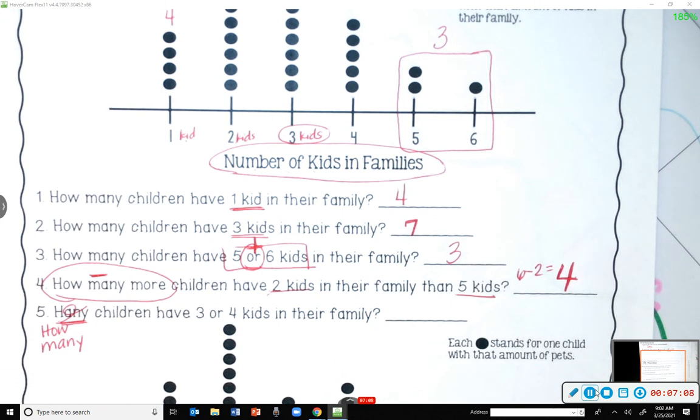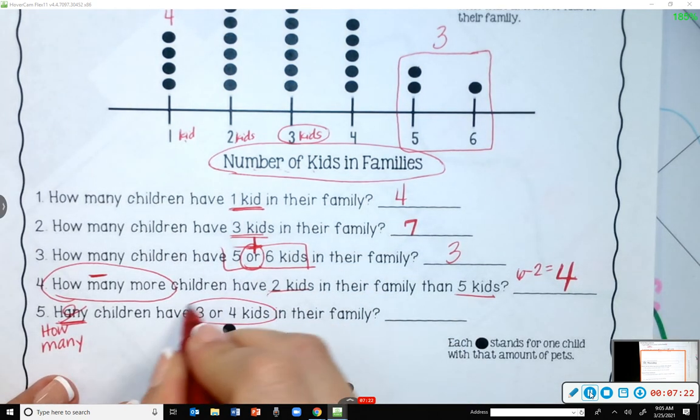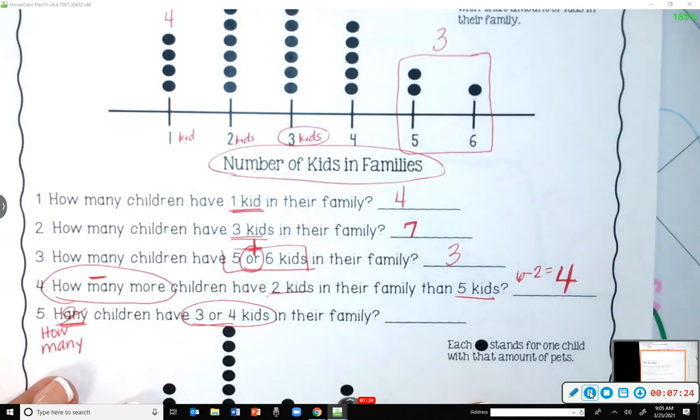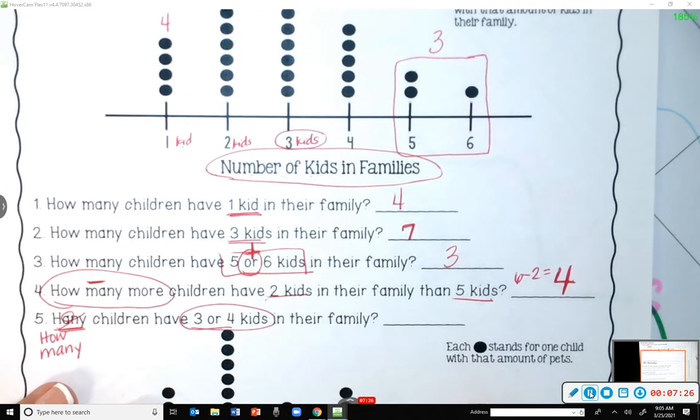Okay, so I'm going to give you a minute or so to figure that one out. Bryson, turn around. Okay, so let's check and see what you got. How many children have 3 or 4 kids in their family? So what does that mean, Bryson, when it says 3 or 4 kids? It means to add. I need to add those 2.